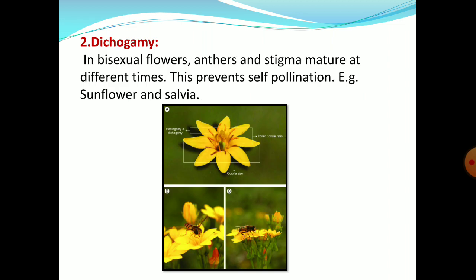Second outbreeding device is dichogamy. It occurs in bisexual flowers, where anther and stigma mature at different times. Due to this, self-pollination is inhibited and cross-pollination is preferred. Examples of dichogamy are sunflower and salvia.